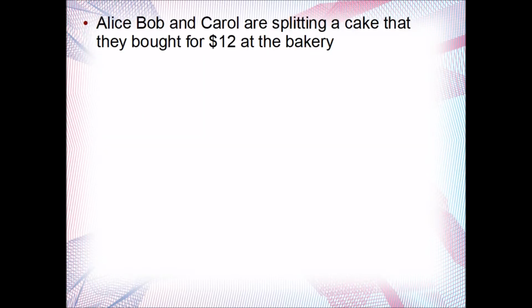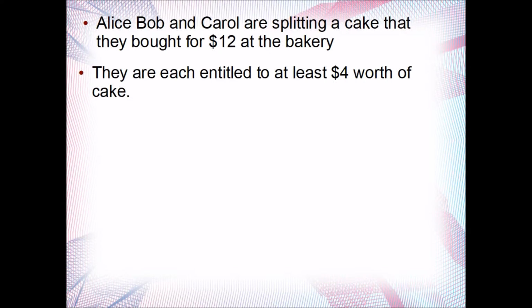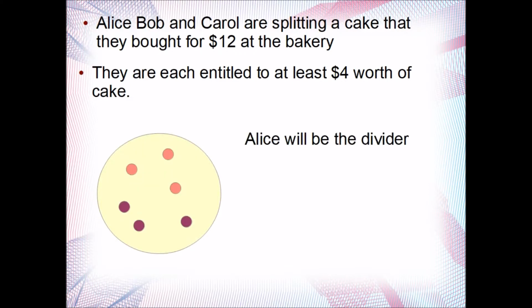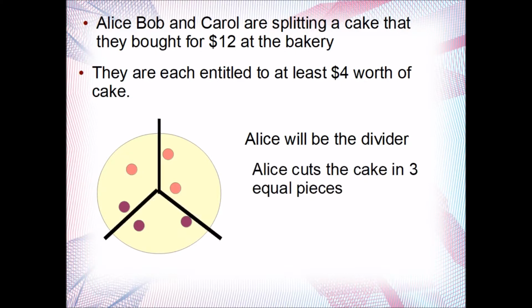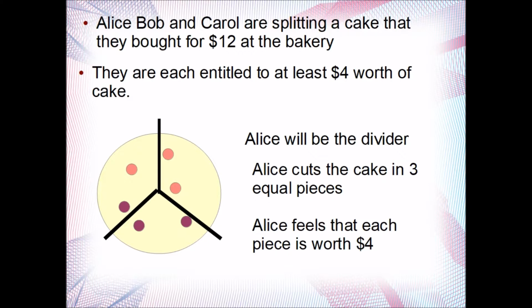So let's do an example. Alice, Bob, and Carol are splitting a cake that they bought for $12 at the bakery. They are each entitled to at least $4 worth of cake. Here's the cake. Alice is the divider. She'll cut the cake into 3 equal pieces, like so. And Alice feels that each piece is worth $4. Once again, we will label the pieces so that we know which one we're talking about.